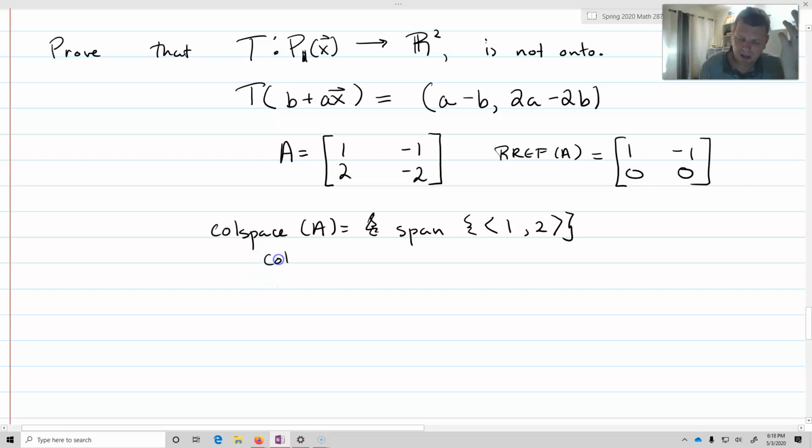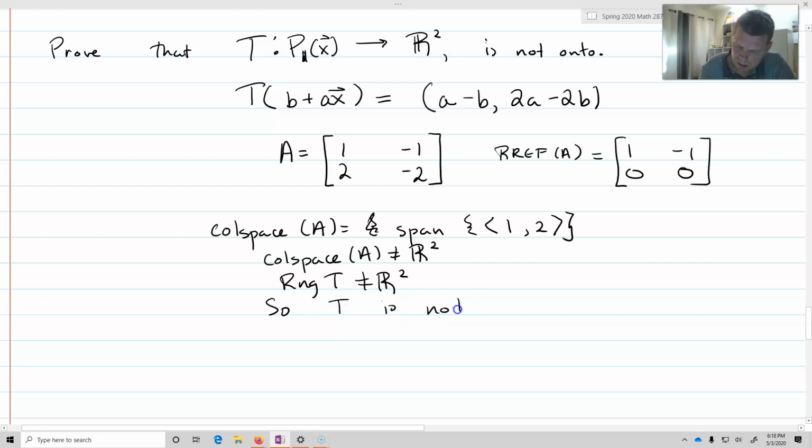So the column space of A does not equal R2. And consequently, because the column space of A doesn't equal R2, that means the range of T does not equal R2. So T is not onto. That's it. That's the idea.